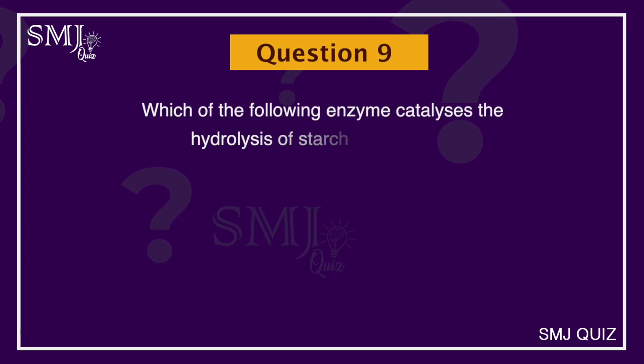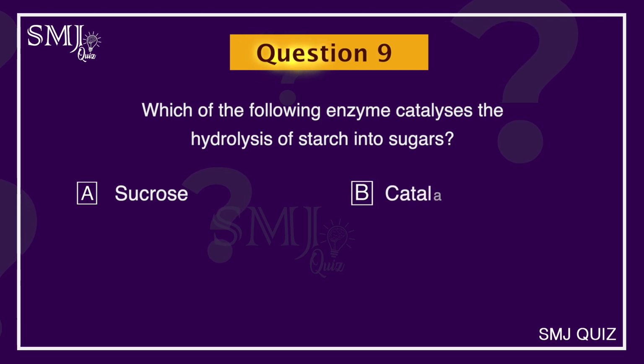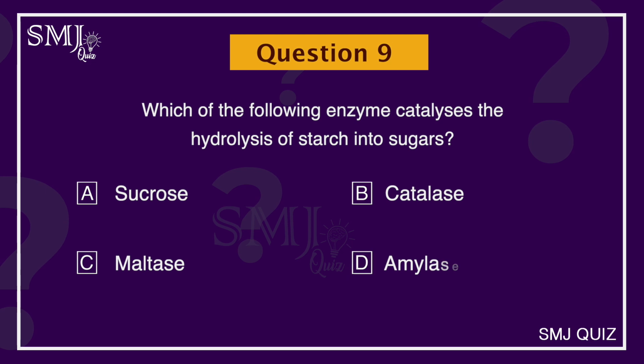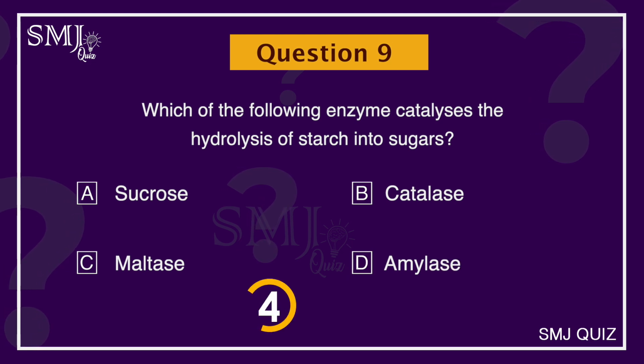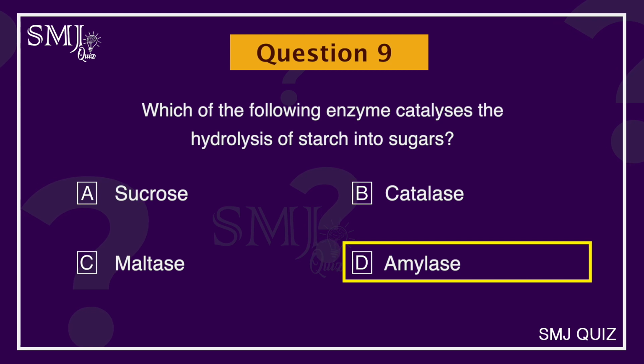Question 9. Which of the following enzymes catalyzes the hydrolysis of starch into sugars? A. Sucrose, B. Catalase, C. Maltase, D. Amylase. The answer is D. Amylase.